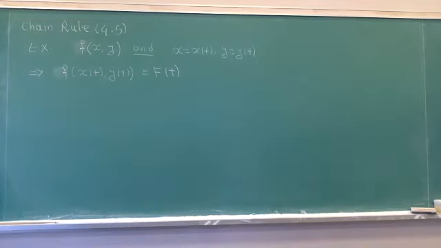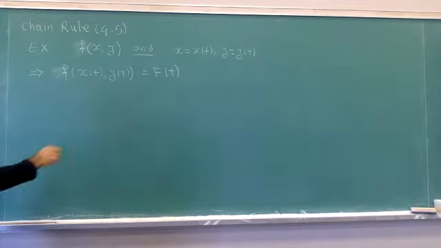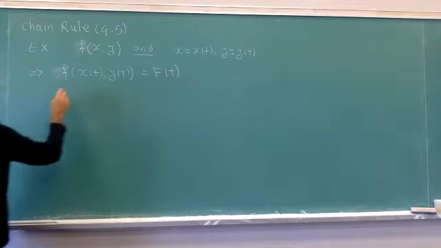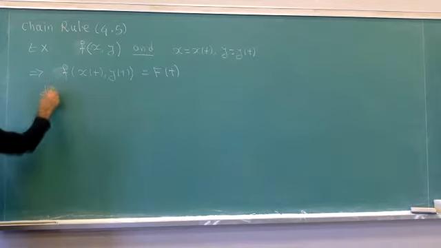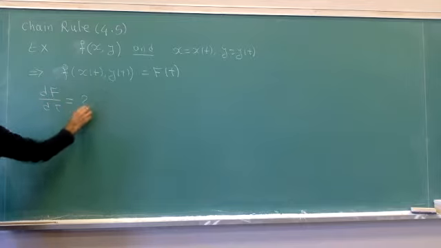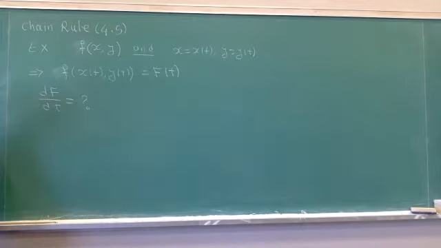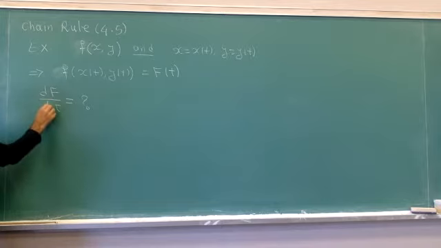So this is this capital function f of t. And we want to now take the derivative of f with respect to t. So df dt is equal to what? That's the question. We want to find the derivative of this with respect to t.